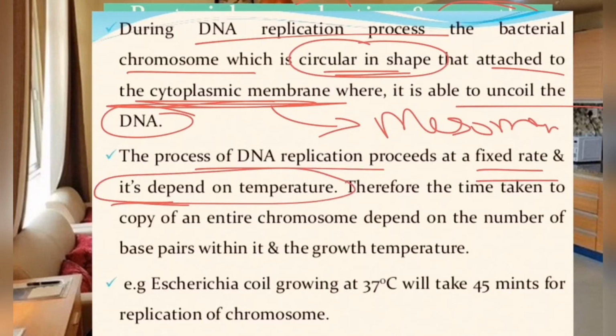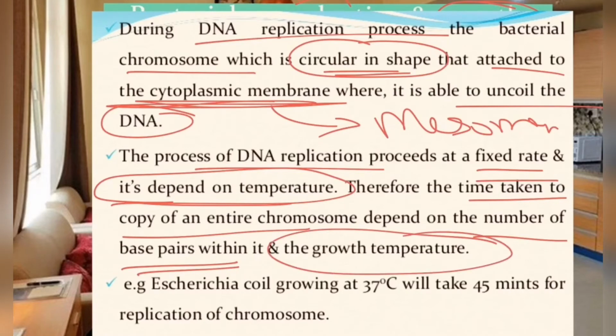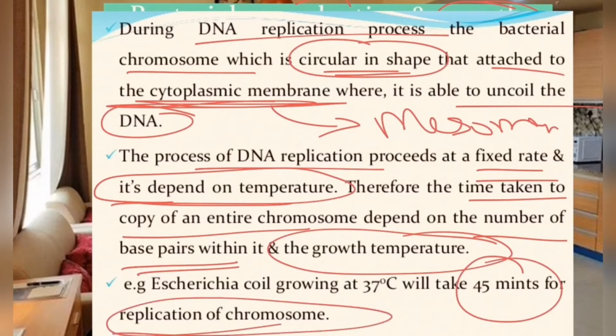This is the major point. An external factor needed for bacterial replication is temperature. Either a high temperature or a low temperature, the replication process will be affected. Therefore, the time taken and copy number of each entire chromosome depend upon the number of base pairs present and the growth temperature. If the temperature is favorable, like 36 to 37 degrees, then it takes 45 minutes for the replication of the DNA, for example in Escherichia coli.